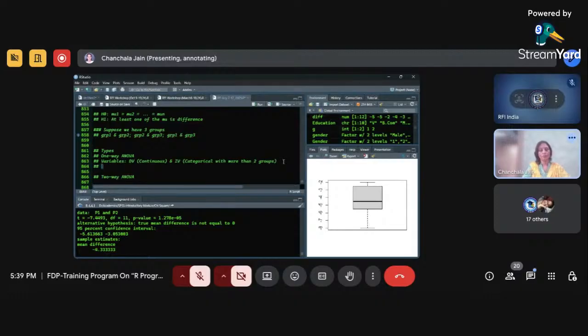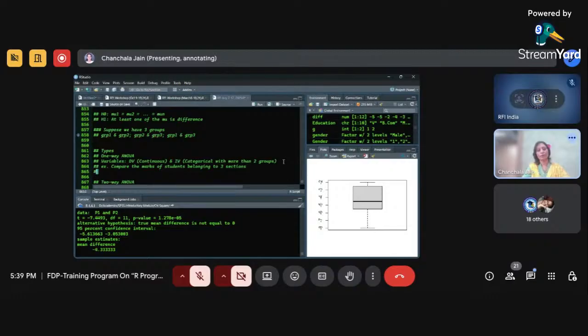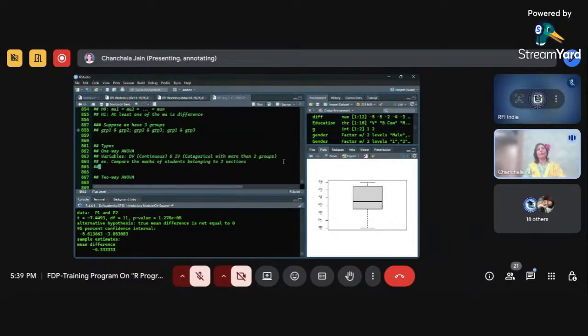So, for example, we want to compare the marks of students belonging to three sections, right? In this case, can anyone tell me which will be the independent and which will be the dependent variable in this example? DV is the marks and IV is the sections.